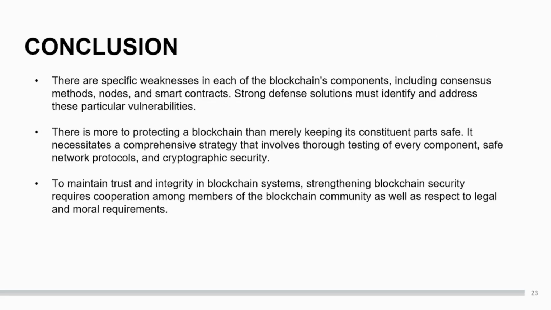Moving on to the conclusion, there are specific weaknesses in each of the blockchain components, including consensus methods, nodes, and smart contracts. Strong defense solutions must be identified to address these particular vulnerabilities. There is more to protecting a blockchain than merely keeping its constituent parts safe. It necessitates a specific comprehensive strategy that involves thorough testing of every component, safe network protocols, and cryptographic security. To maintain trust and integrity in blockchain systems, strengthening blockchain security requires cooperation among members of the blockchain community as well as respect for legal and moral requirements.